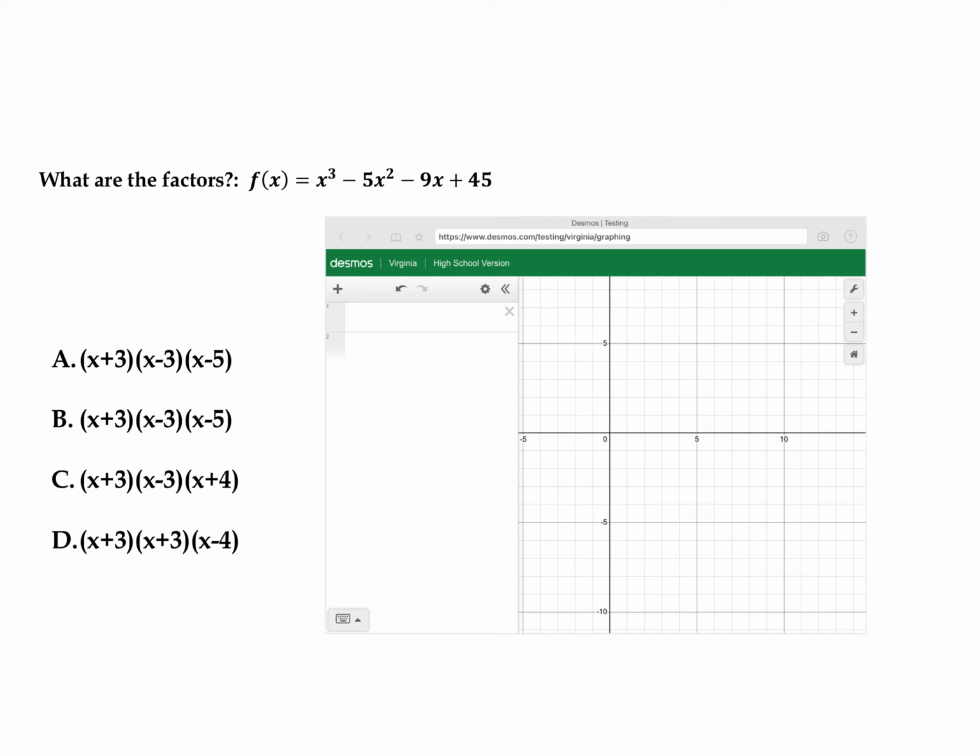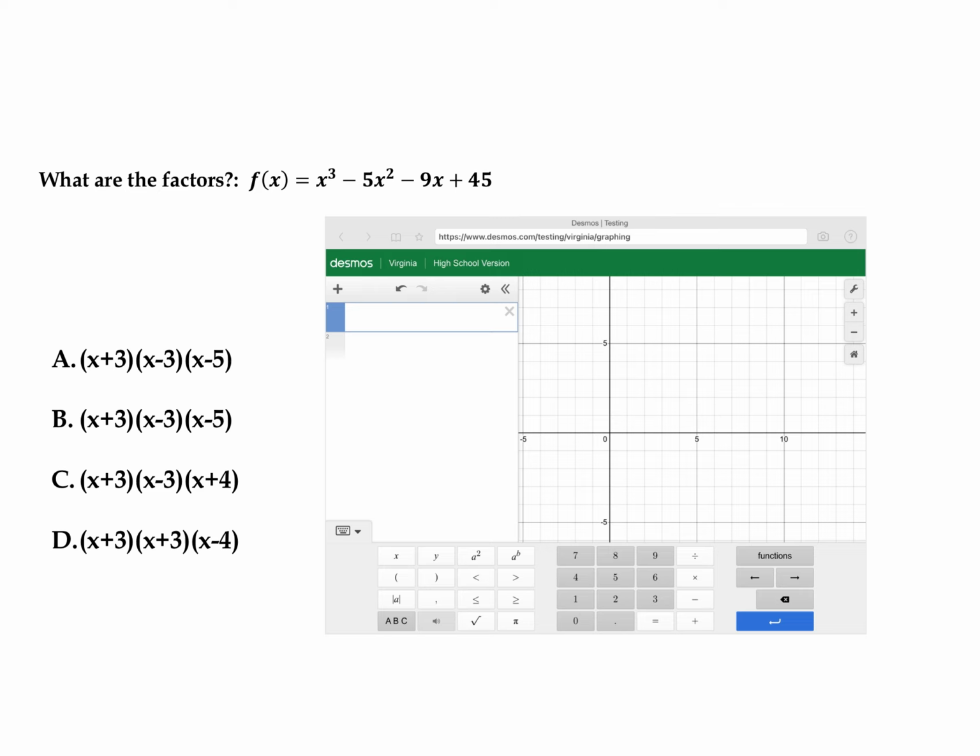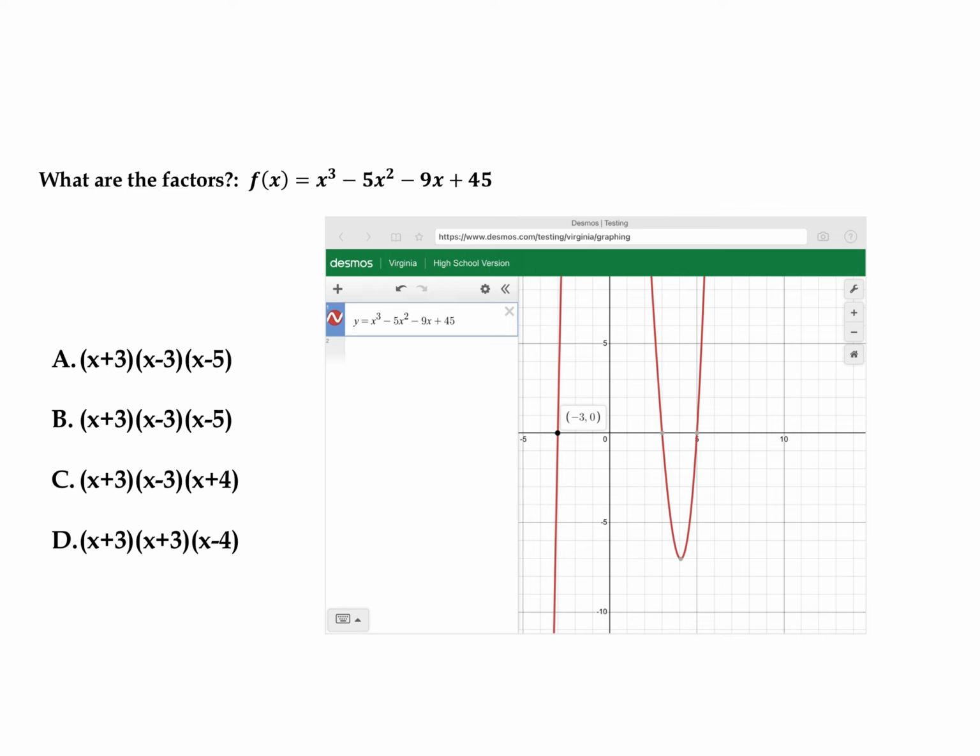All right, our next example, we are going to be given a function, f of x equal x cubed minus 5x squared minus 9x plus 45. We are going to type this into Desmos, so I'm just going to type in y is equal to x to the third power minus 5x squared minus 9x plus 45. And we are asked for the factors, so I have to find my x-intercepts.